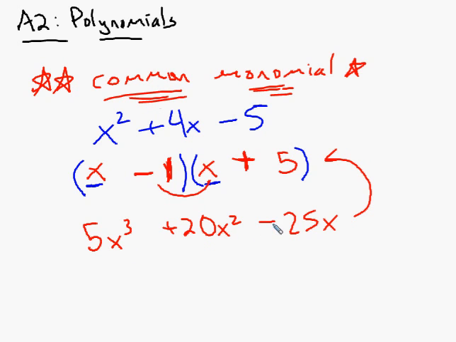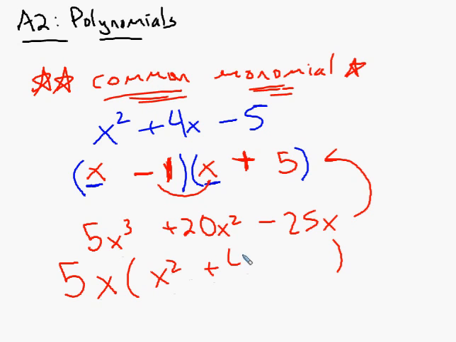What's common in all of these? Well, I take a look at my coefficients and I see I could divide them all by 5. And I take a look at my variables and I see, well, there's at least one x in each of them, so I can factor out an x. And that's going to leave me with, what do I multiply by to get this? That's x squared.